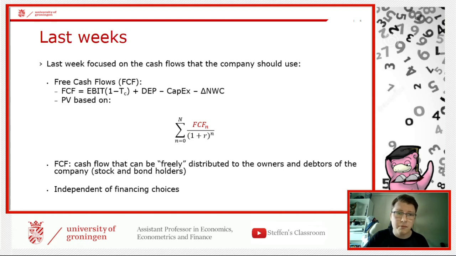So carrying on, independent of financing choices, equity fiction, in the sense that we don't include all these things in calculating free cash flow. That was the whole point. Thank you guys. Thanks for the feedback. It's nice to know that it still works, sort of.